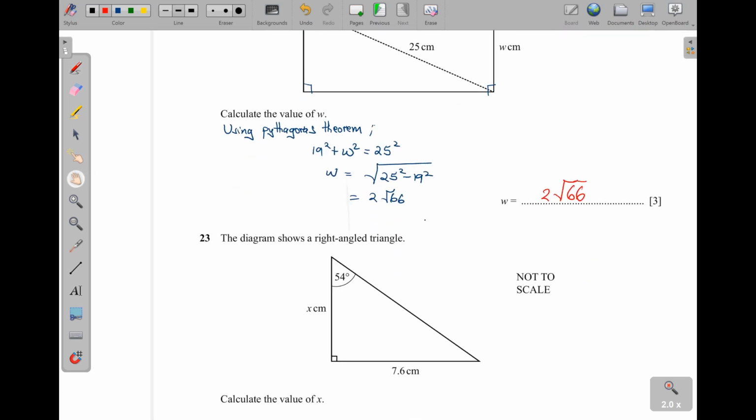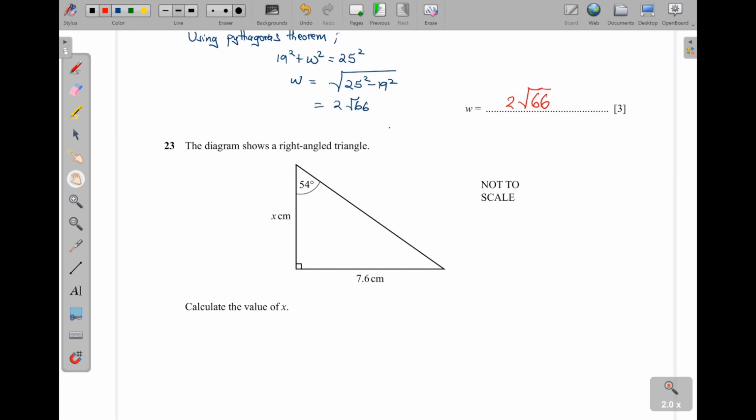Then next, the very last question of this paper. Now this is the right angle triangle, and you can see that an angle is included. So there, now we can use SOHCAHTOA. SOHCAHTOA is an acronym that can help you know these trigonometric ratios. S stands for sine, O opposite, H hypotenuse, C cosine, then A adjacent. Then T stands for tan.